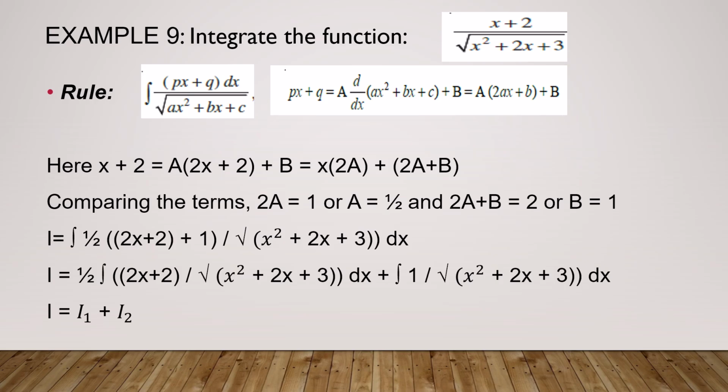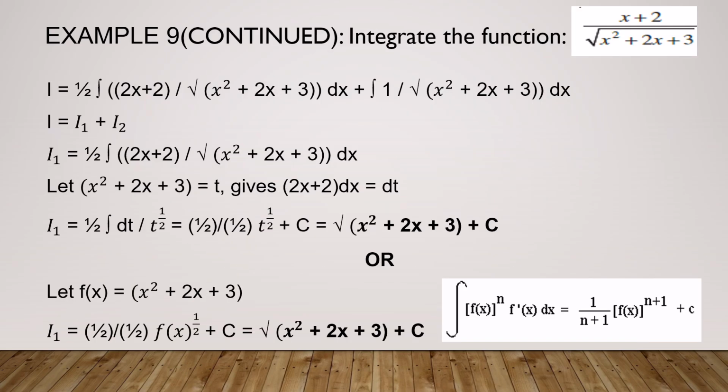Again the technique is same. What you need to do is compare the terms having x and the constant term. So simplifying, you will be getting a as half and b as 1. So now our original integral is written as half of (2x plus 2) plus 1 upon root of x square plus 2x plus 3. Again, separate both the terms. The first term is 2x plus 2 upon root of x square plus 2x plus 3. And the second integral is 1 upon root of x square plus 2x plus 3. Now, individually we will find the integral for both these functions and then combine it.